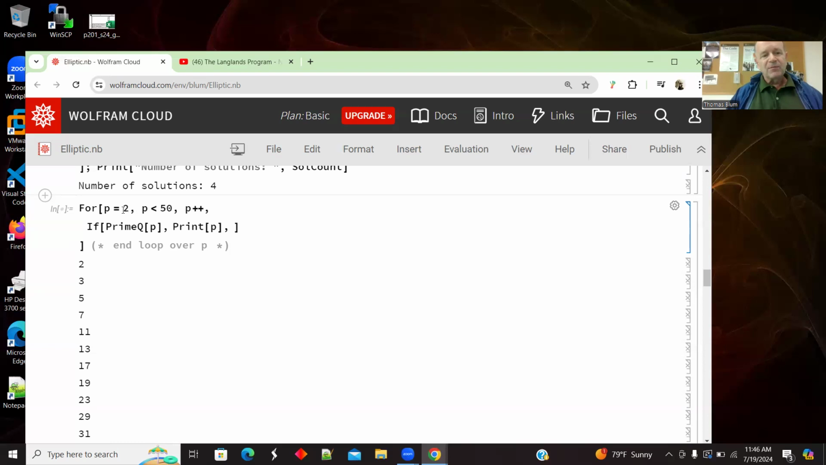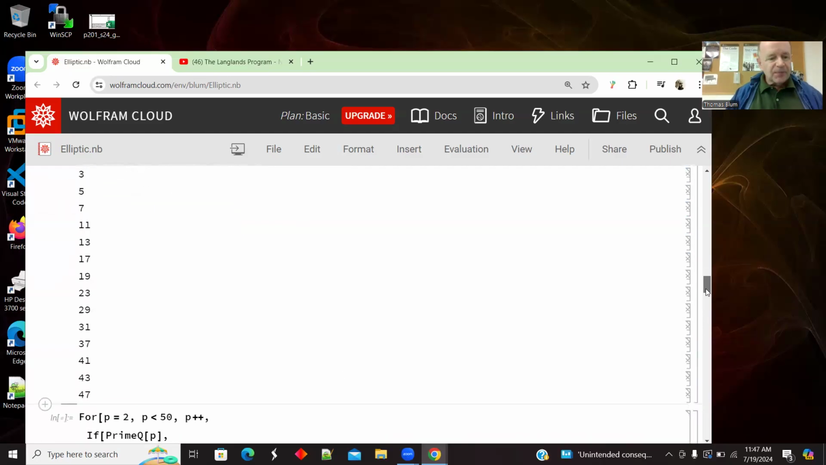So I'm saying I'm starting with P equals 2 and going up to 50 and incrementing by ones. And then here's my if. If has 3 things: a question, what you want to do if it's true, what you want to do if it's false. And there is a built-in method in Wolfram Cloud Mathematica called PrimeQ. So is the argument a prime? And so that loop there gave me the primes: 2, 3, 5, 7, 11, 13, yada, yada.